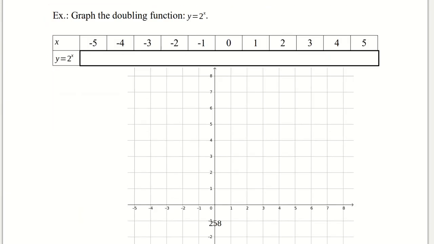We're now asked to graph the doubling function. Now I use the phrase doubling function because that's exactly what y equals 2 to the x does. As you go to the right, you get twice as big.